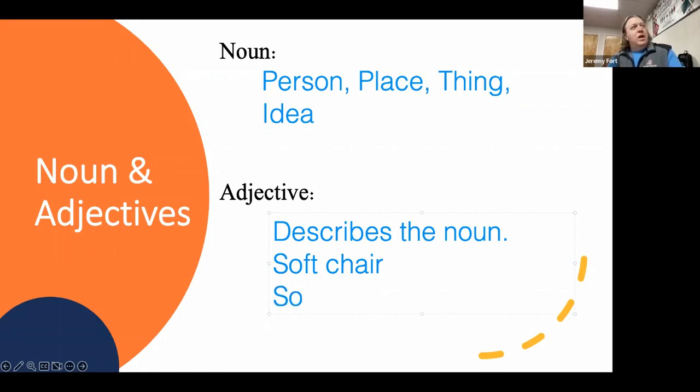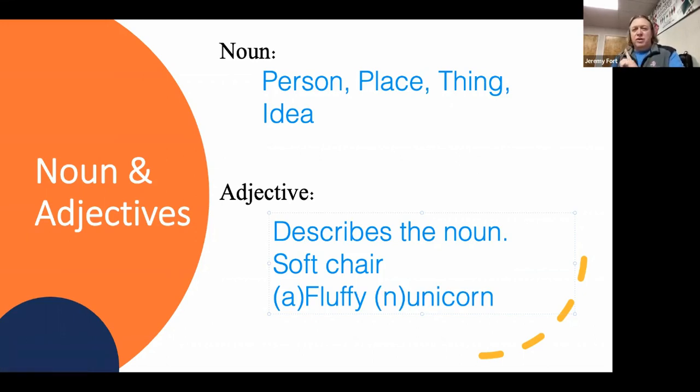Yeah. A soft desk? How about we do this? Fluffy unicorn. Yeah, fluffy unicorn. All right. So Poppy, which one is the adjective? No, which one's the adjective? Fluffy is the adjective. Which one is the noun? That's right. Okay. Everybody remembering adjectives, nouns? Nope, we're good.